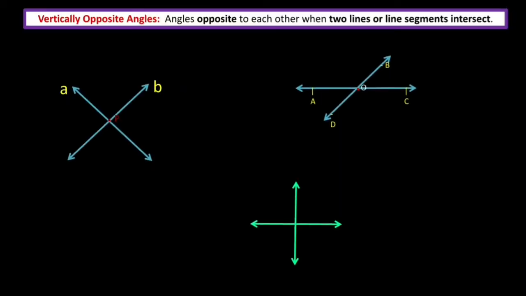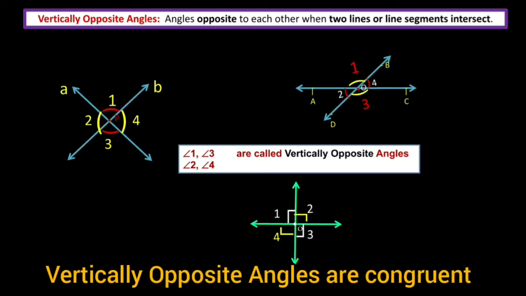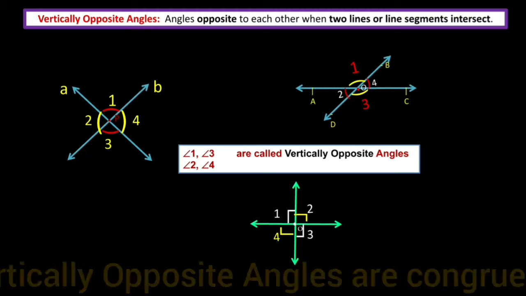In this on-screen figure, angle 1 and angle 3 is a pair of vertically opposite angles. Similarly, angle 2 and angle 4 are vertically opposite angles. They are opposite to each other and have the same vertex. Both these pairs of angles are vertically opposite angles and they are congruent. By measuring them, we can verify that angle 1 and angle 3, angle 2 and angle 4 are always equal in measures. We can prove this fact mathematically.